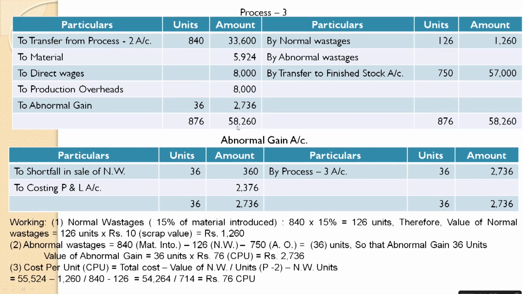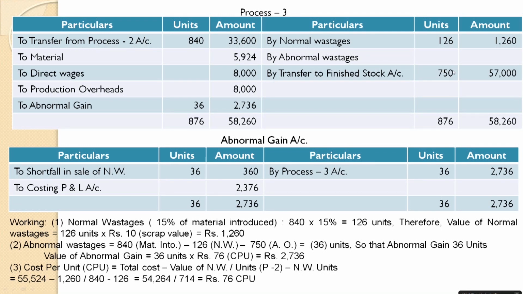Now, make a total of the debit side, and the total of the debit side is considered 876 units along with the value 58,260. Now, we need to identify the value which is to be transferred to the finished stock account. As per the question, it is very clearly given that the actual output of process 3 is 750 units.